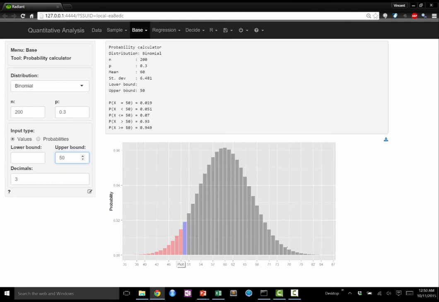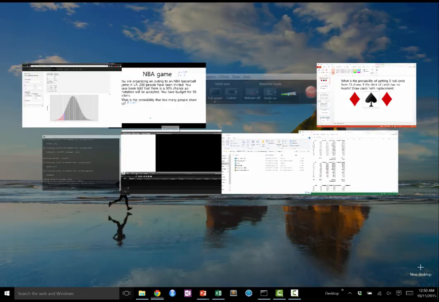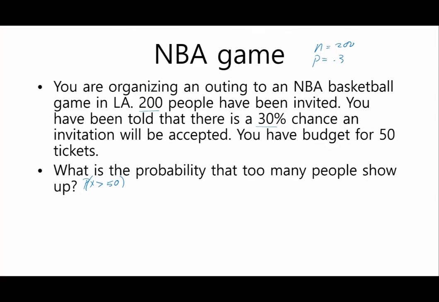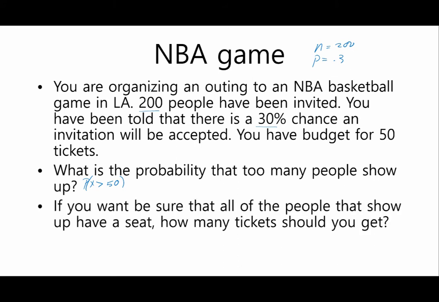That's a sizable chunk of the density. In fact, it's 93% probability. Right, 93% of the total probability. So the chances that more people are going to show up than you can handle, right, more than 50, is very, very high. It's 93%. So that's probably not going to make anybody very happy, because you're going to have, quite likely, lots of people showing up that you don't have a ticket for.